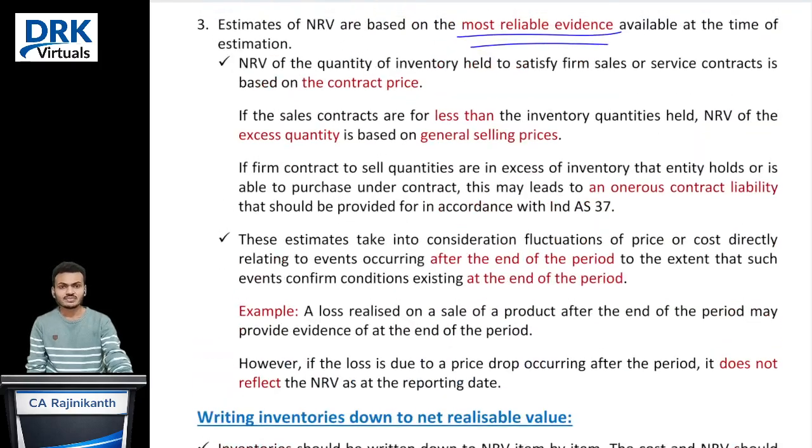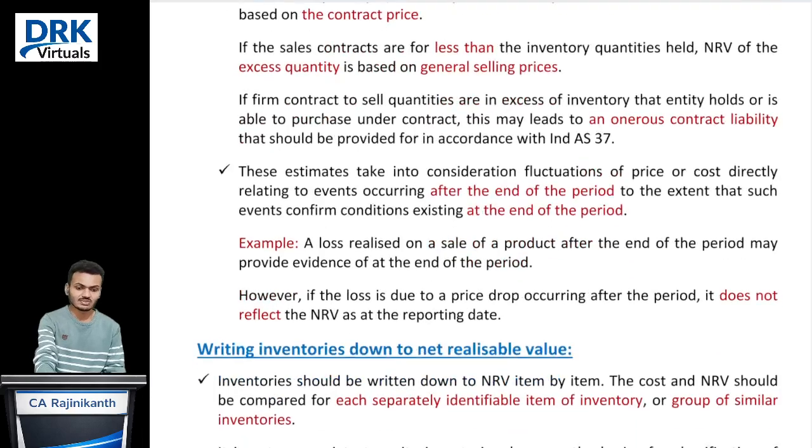Suppose we have already entered into a contract in respect of our inventory. In that case, replace the estimated selling price with the contract price. If our material is not covered by a contract, in that case, estimate according to general conditions. Clear? That is what the standard is saying.